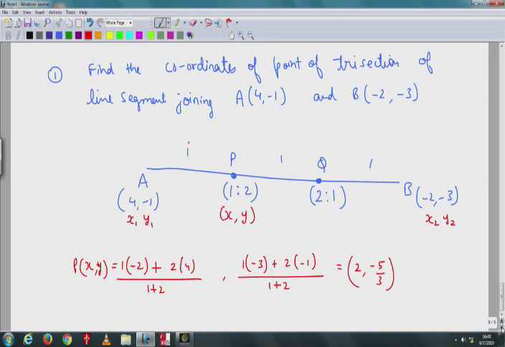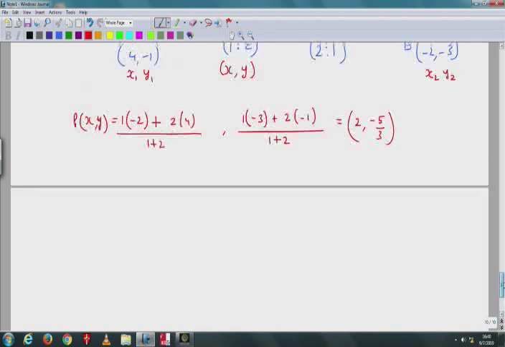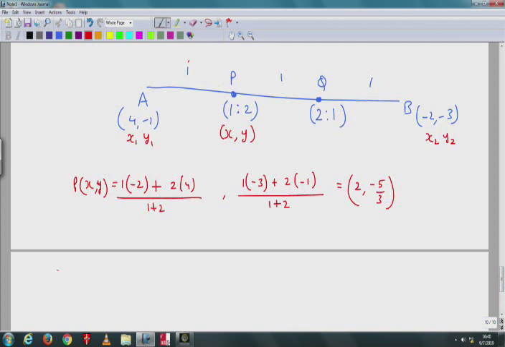In the same way, if we have to find the coordinate of point Q, which is x comma y, this time Q is dividing the line in the ratio of 2:1, 2 for the left side and 1 for the right side. So the left side ratio is 2 multiplied by the right side x value, which is minus 2, so 2 multiplied by minus 2, plus the right ratio 1 multiplied by the left side x value, which is 4, over 2 plus 1.